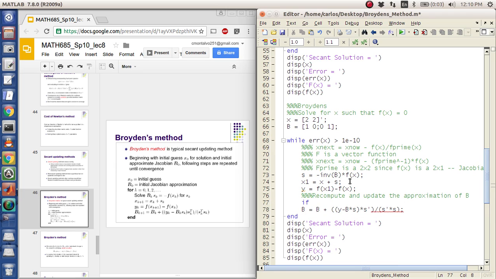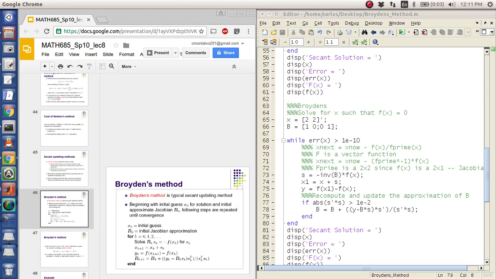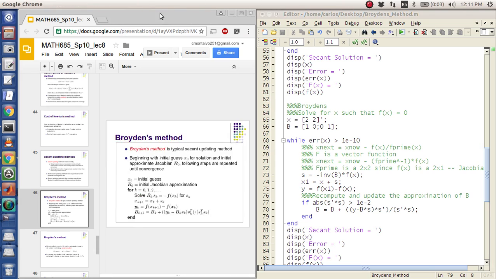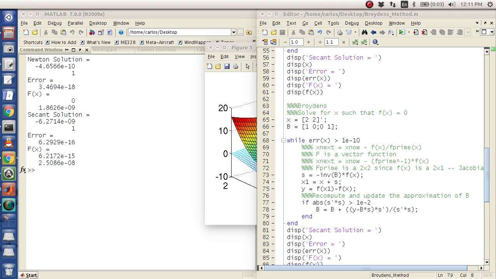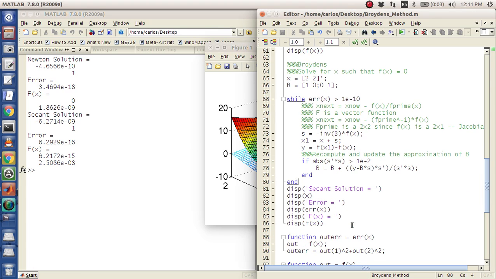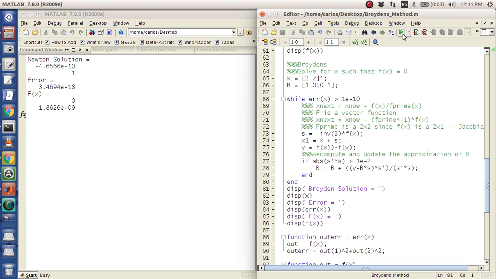Now, I need to put an if statement in here: if the absolute value of s transpose times s is greater than 1e-2, do this, otherwise don't. Okay, so that's Broyden's method. I don't know how to derive it or where it comes from, but I'm just putting it in here. Then I'm going to replace this with the Broyden solution, and let's see if it converges.